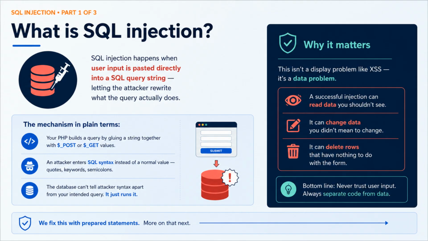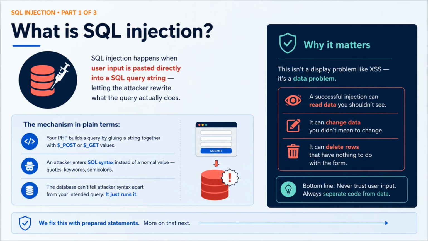SQL injection happens when user input gets pasted directly into a SQL query string, letting the attacker change what the query actually does, not just what's displayed, but what gets read, written, or deleted in the database. Walk through the 3-step mechanism.